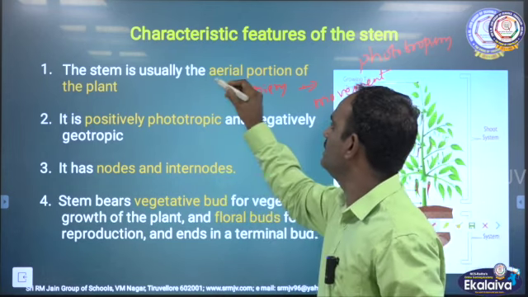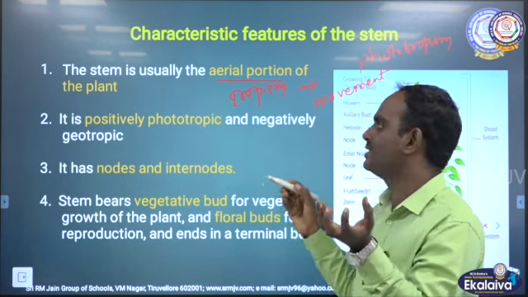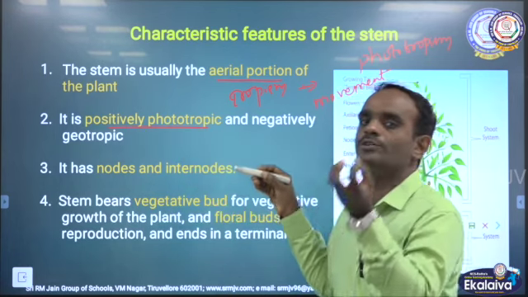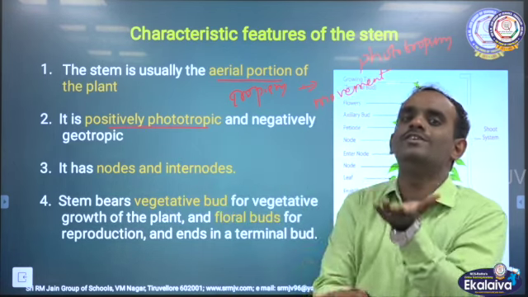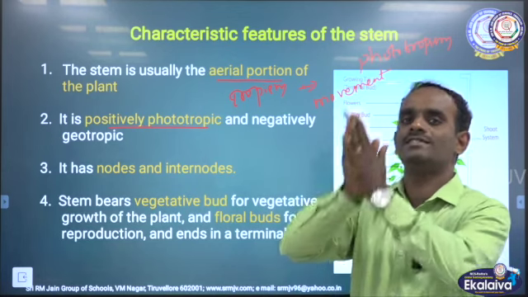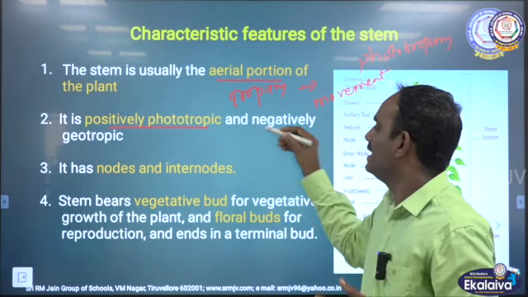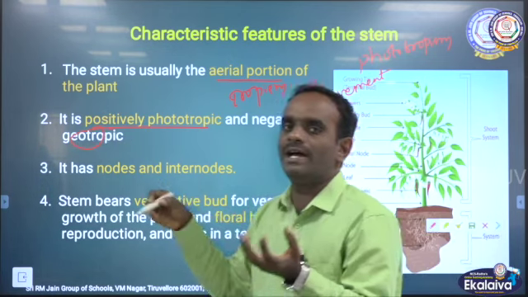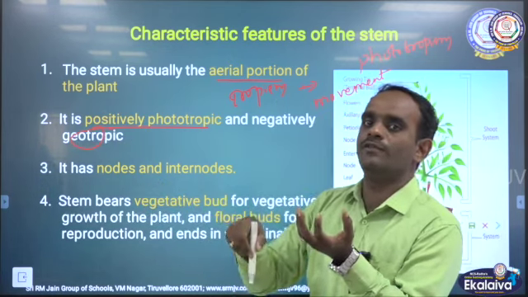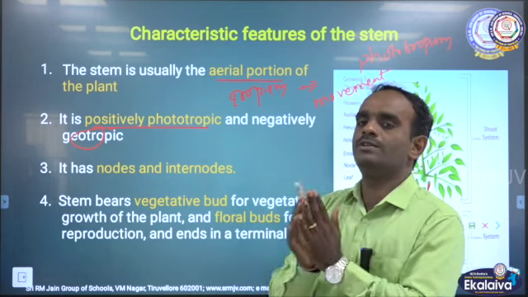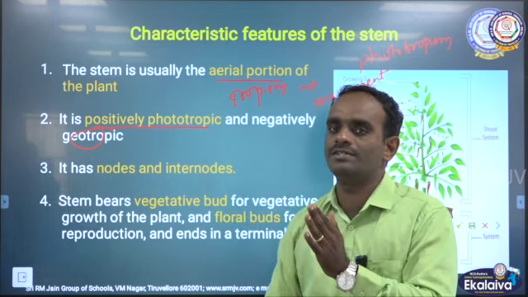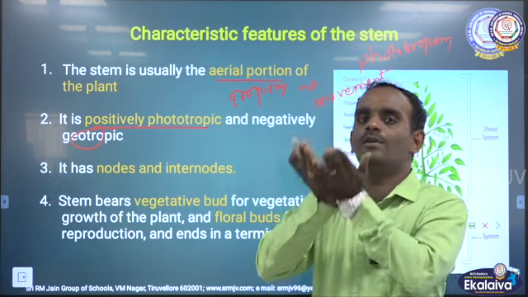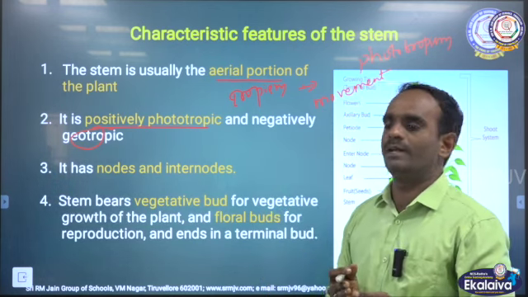So the stem is usually the aerial portion of the plant. It is positively phototropic. It goes towards the sunlight. It moves towards the sunlight. And it is negatively geotropic. Geotropism is related to the gravitational force of the earth. So the shoot will not go downwards. It always moves upwards.